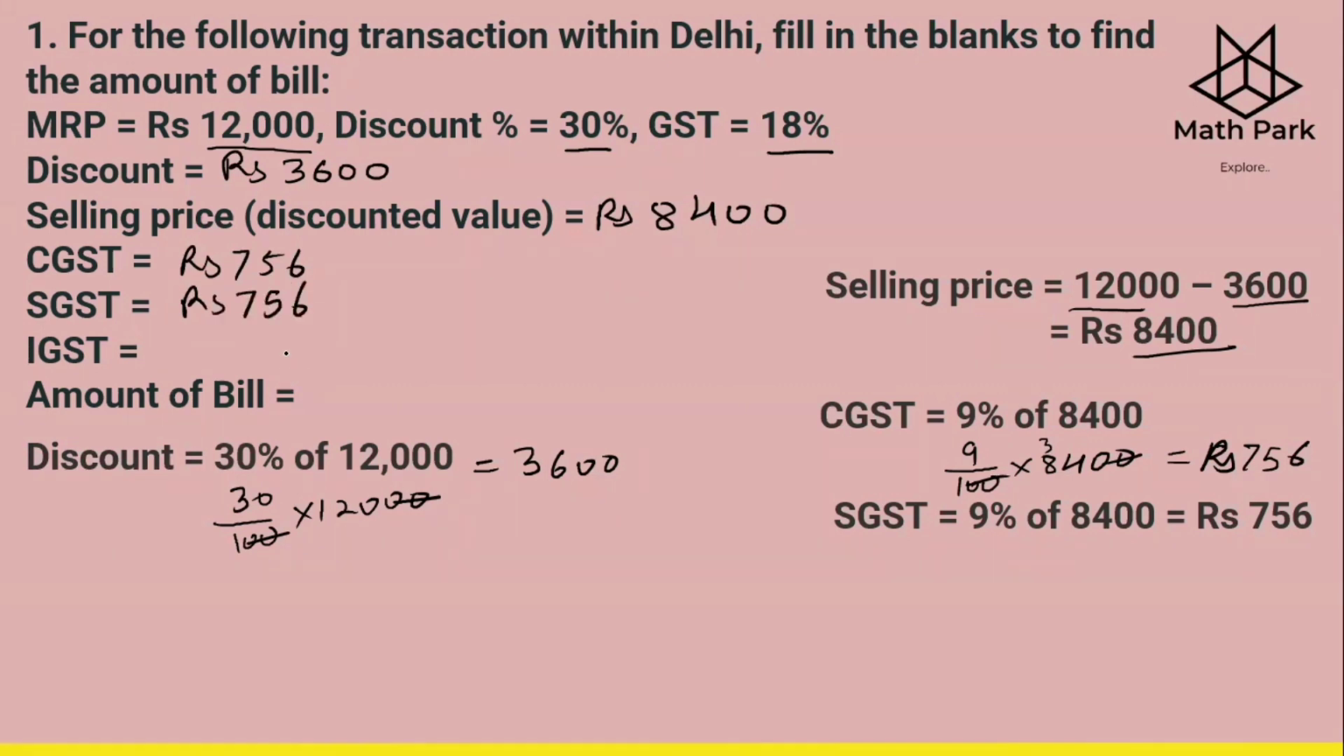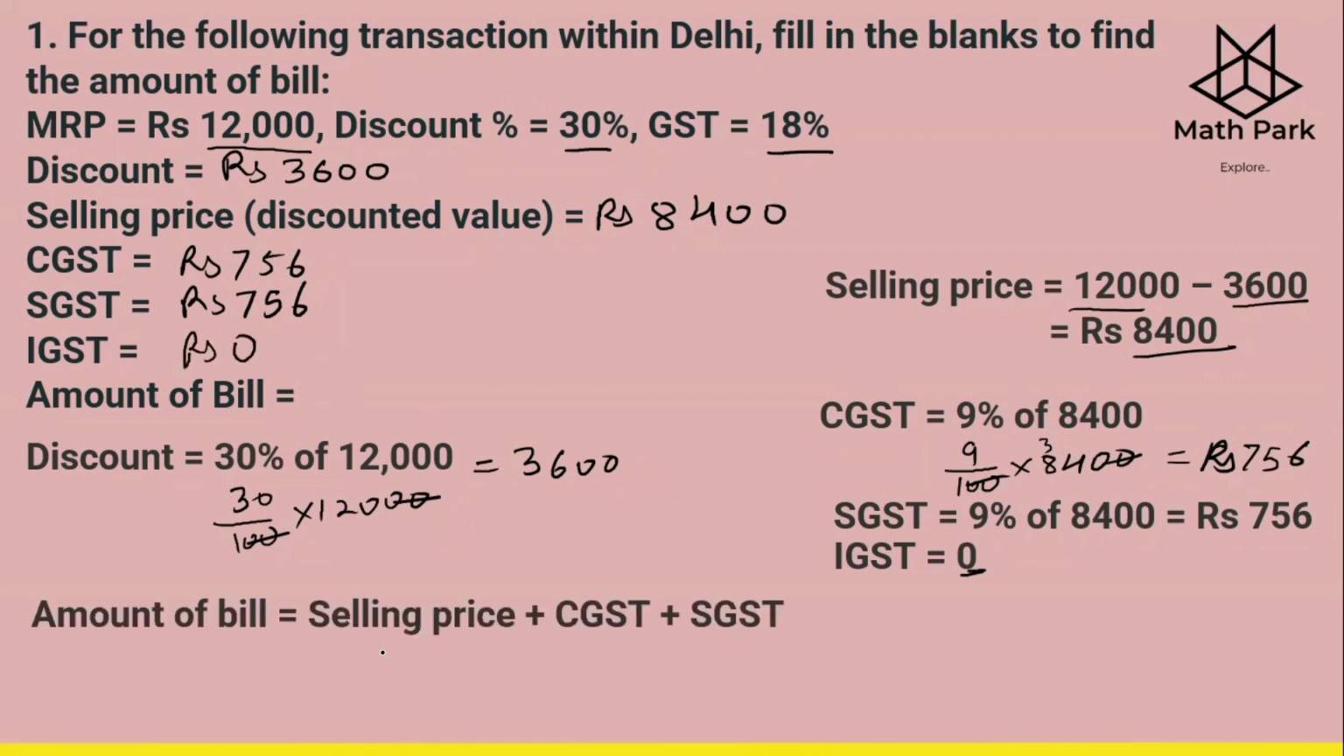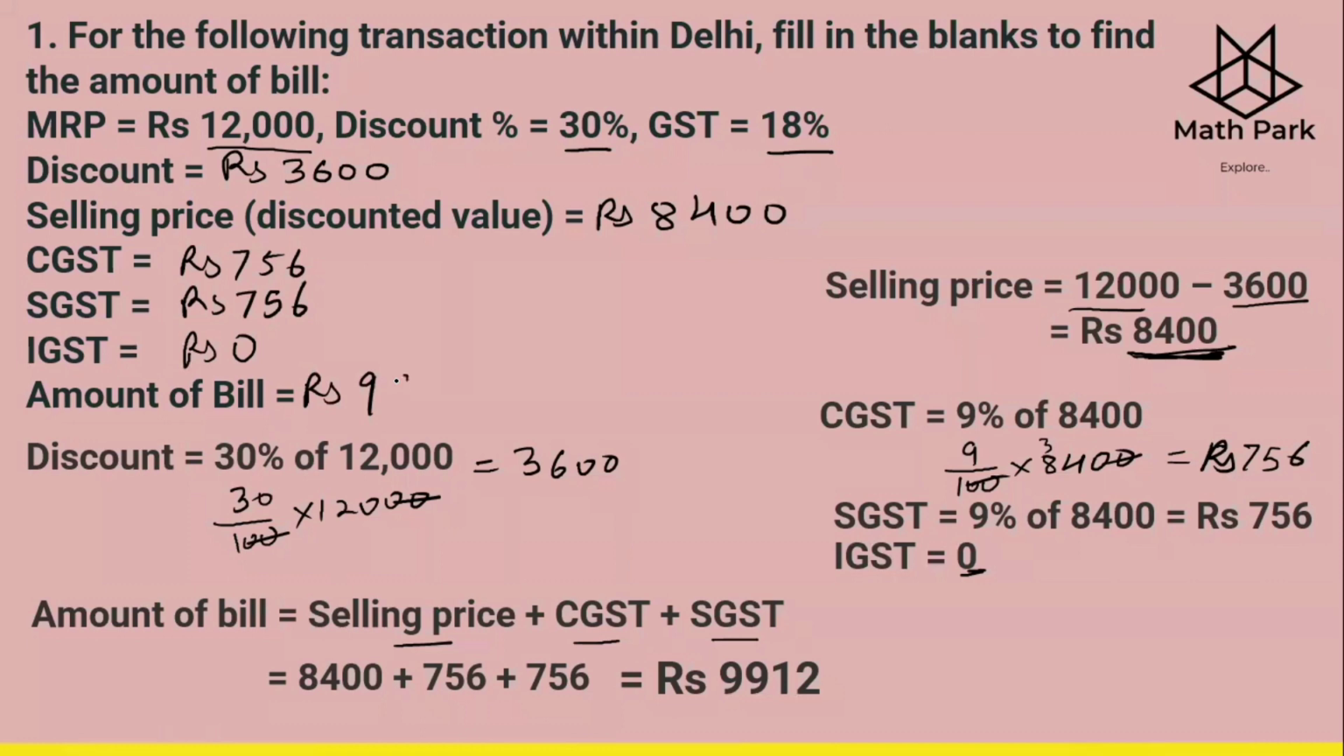Now IGST, since it is within Delhi, there won't be any IGST. So IGST is going to be 0. So it is rupees 0 is IGST. Now the amount of bill is selling price plus the taxes, CGST plus SGST. So 8,400 was the selling price plus the tax, 756 is the CGST and SGST is 756. On adding, we get rupees 9,912 is the bill of this particular transaction.